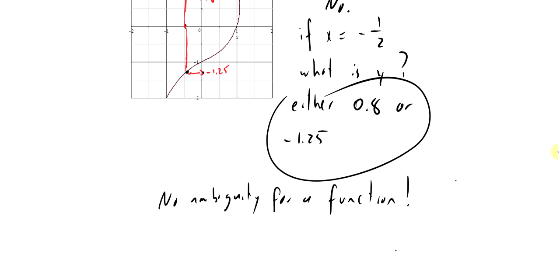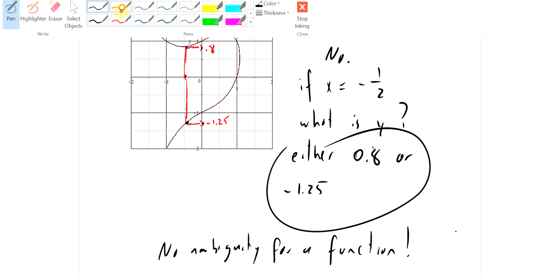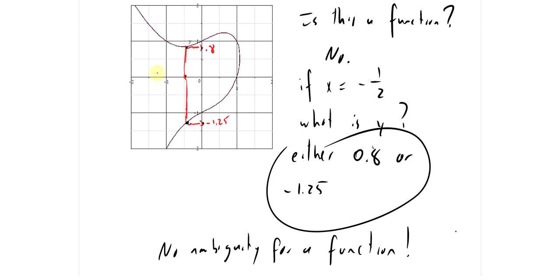And so when you look at this and say, well, it could be 0.8, it could be minus 1.25, well, we can't have that. There has to be exactly one y value, and x equals minus 1/2 has two possible y values. Of course, not all x values have more than one y value. If we take x equals minus 1.5, there's only one point on the graph above it. But that doesn't really matter.